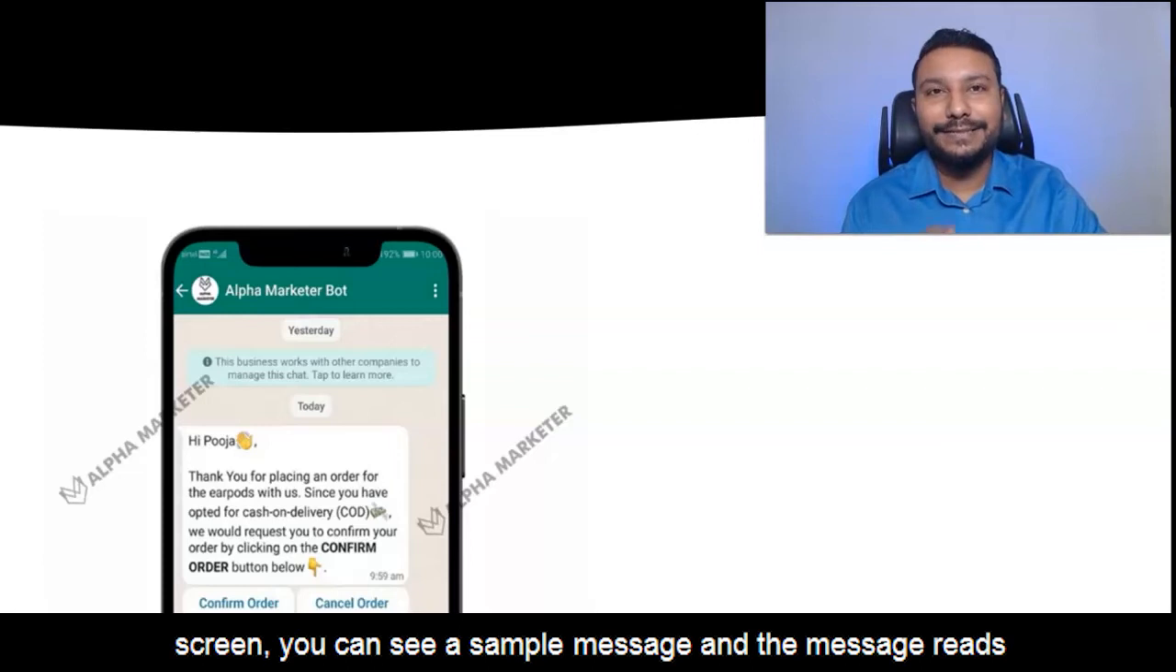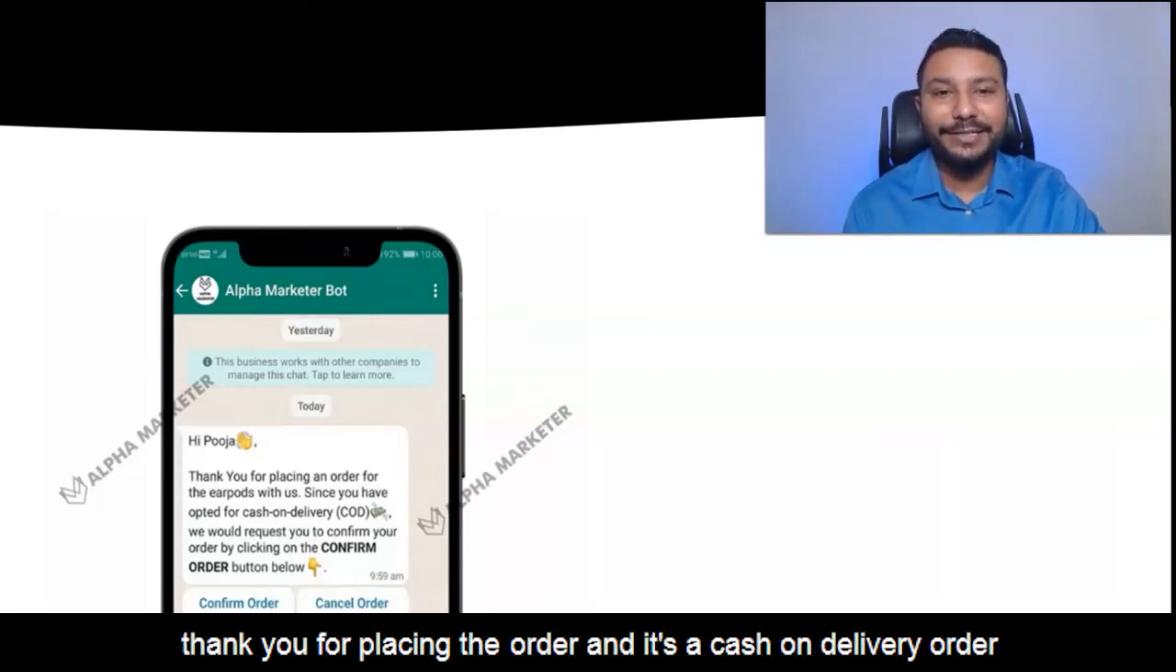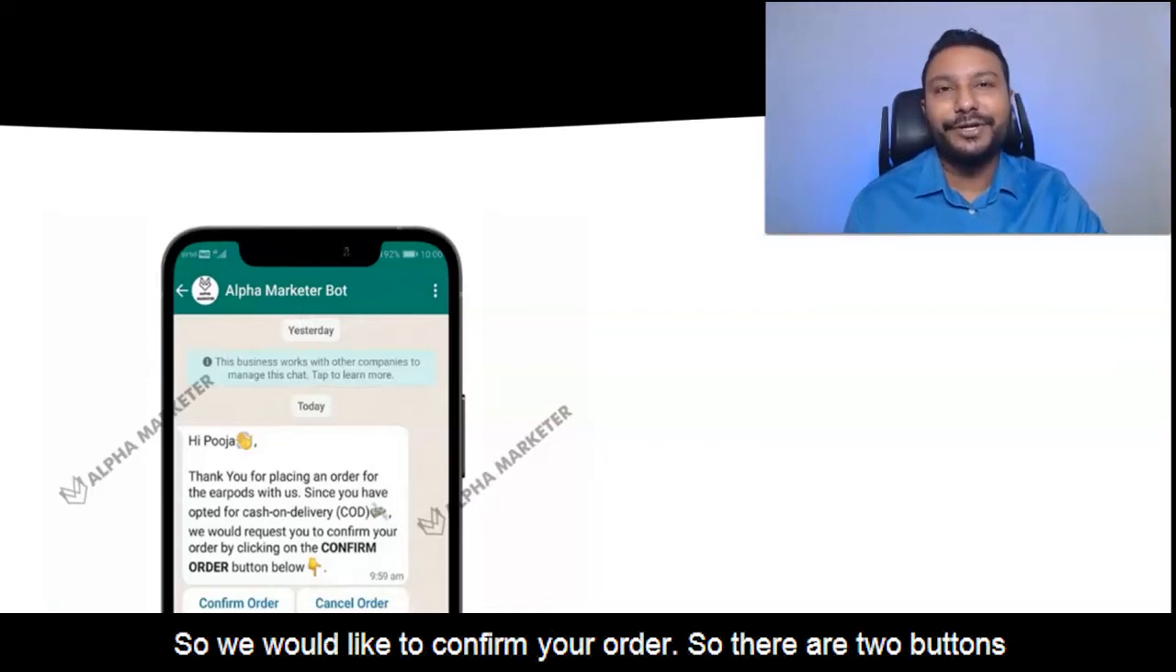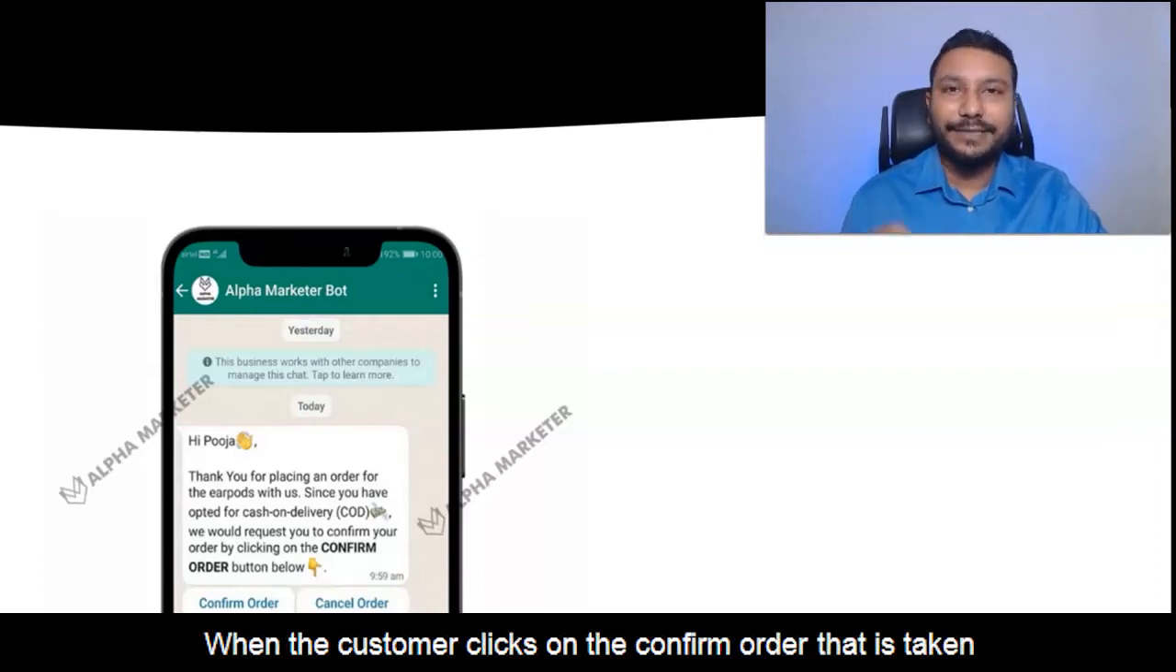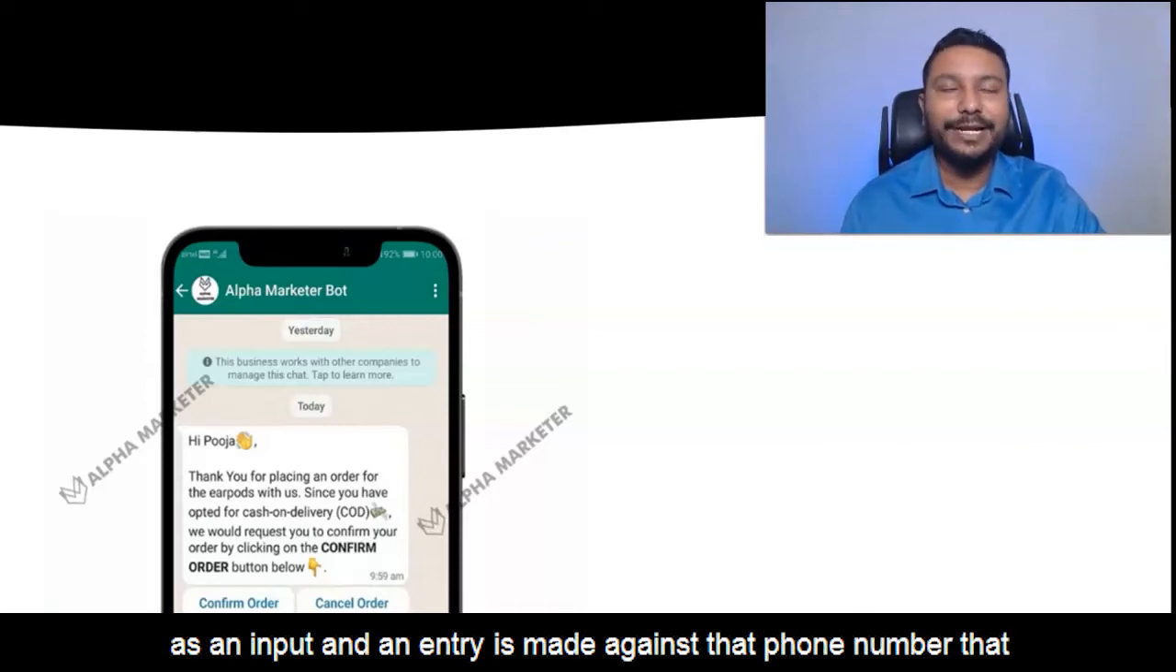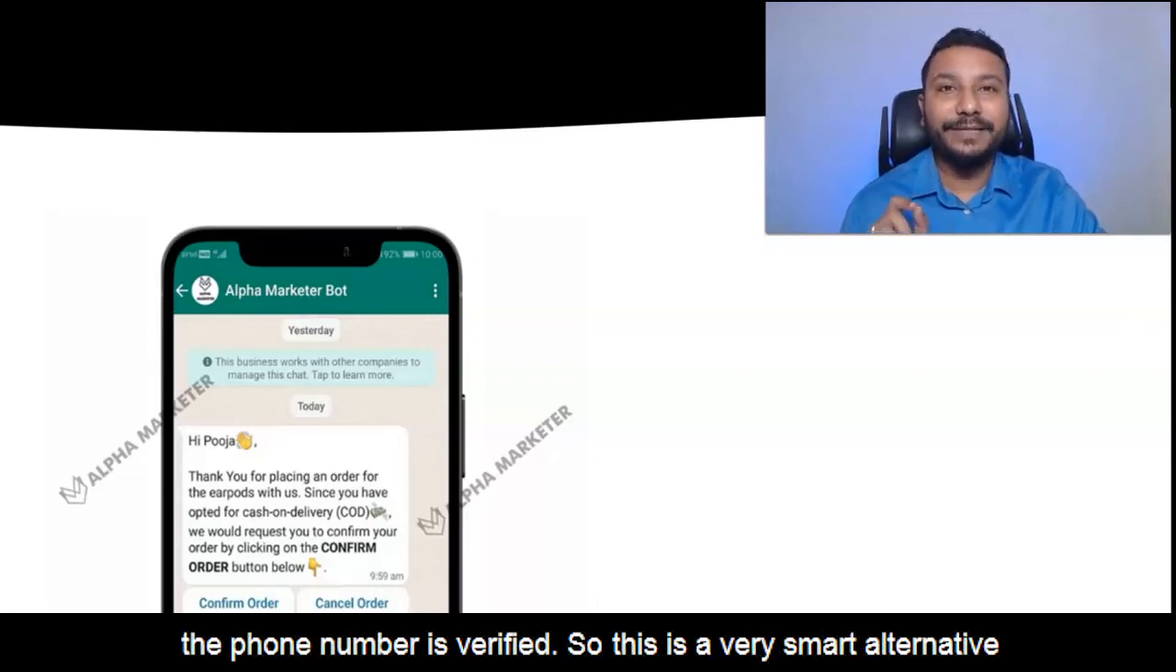On the screen, you can see a sample message, and the message reads, "Thank you for placing the order, and it's a cash on delivery order, so we would like to confirm your order." So there are two buttons out there. One is confirm order, second is cancel order. When the customer clicks on confirm order, that is taken as an input, and an entry is made against that phone number, that the phone number is verified.